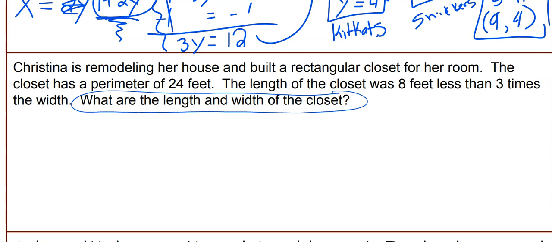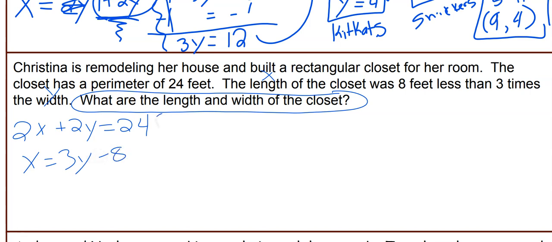Yesterday we defined the length as x and the width as y. And then we wrote 2 equations. The first equation had to do with the perimeter 24. What was that equation? 2x plus 2y equals the 24 feet perimeter. That's because we had 2 lengths plus 2 widths equals 24 feet. Correct. Now, we had a second equation that had to do with the length of the closet compared to the width. What was that second equation? X equals 3y minus 8. Very good. So that's our system of equations.